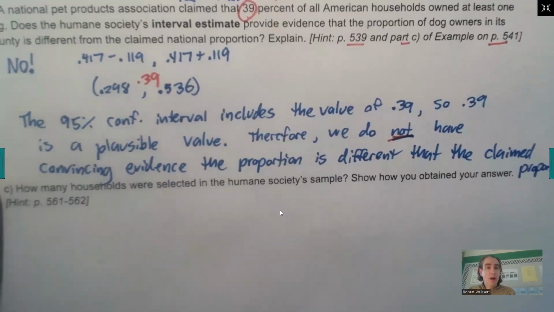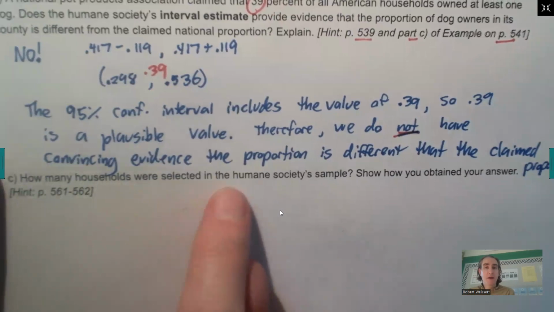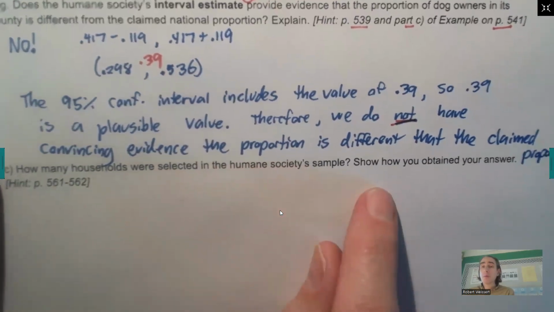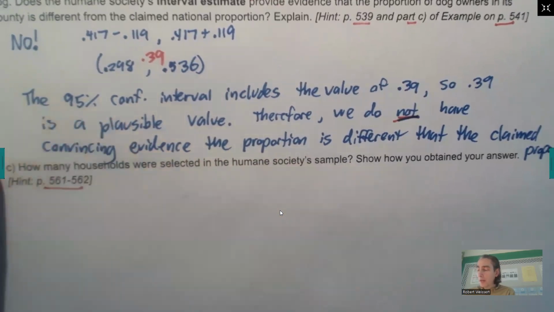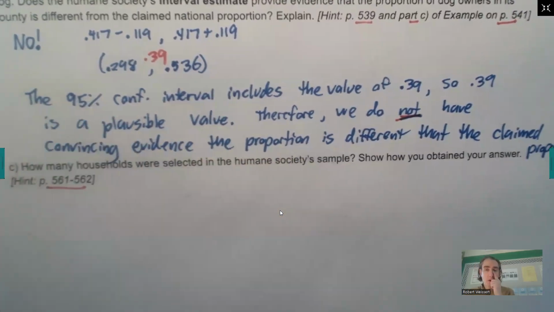Try letter C. How many households were selected in the Humane Society sample? Show how you obtained your answer. And if you need to find a hint, you can go to page 561 and 562 of your textbook. Pause the video and try it.